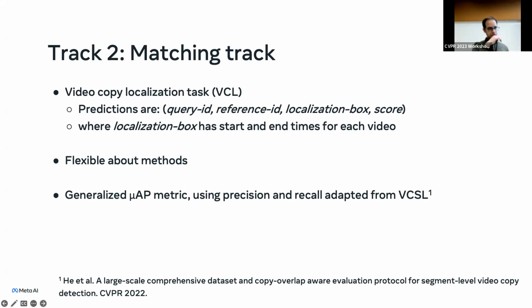The second track was the matching track. So this is a video copy localization task. Participants will both identify matching videos and produce localized predictions. So predictions here contain a localization box. This is a start and end time for each video, each of the 2 videos in this prediction. This track was flexible about methods and was not as prescribed as the descriptor track. And we scored this using a generalized micro AP metric, where we use a notion of precision and recall that includes localization, and this was adapted from the VCSL paper. And I will quickly introduce what that metric looks like.